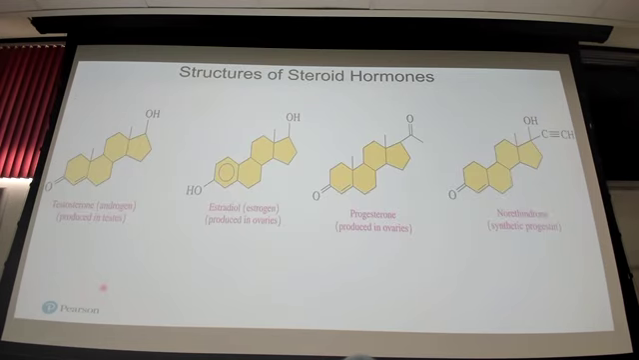Here are some examples of steroid hormones. The take-home message is, see that steroid backbone. They all have different constituent groups off of the molecule, and that is what determines its function. So you won't need to know the specific names or anything. You just need to know how to identify the steroid nucleus.